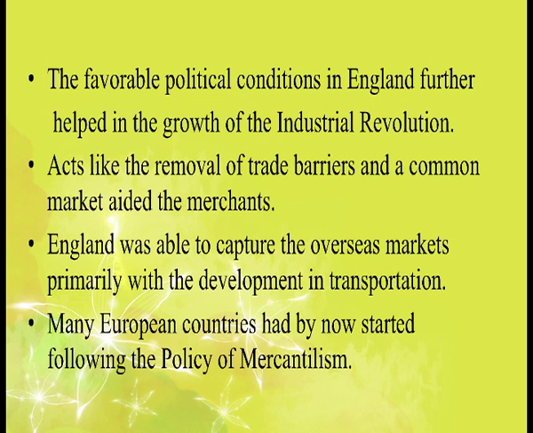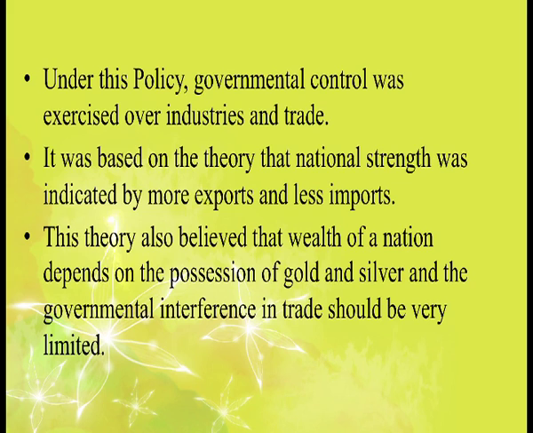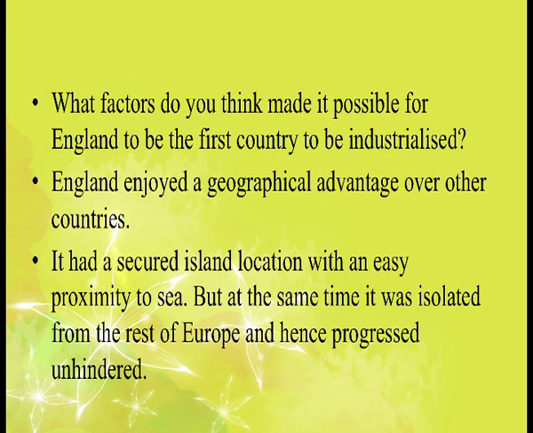Many European countries had by now started following the policy of mercantilism. Under this policy, government control was exercised over industries and trade. It was based on the theory that national strength was indicated by more exports and less imports. This theory also believed that the wealth of a nation depends on the possession of gold and silver, and the government interference in trade should be very limited. What factors do you think made it possible for England to be the first country to be industrialized?